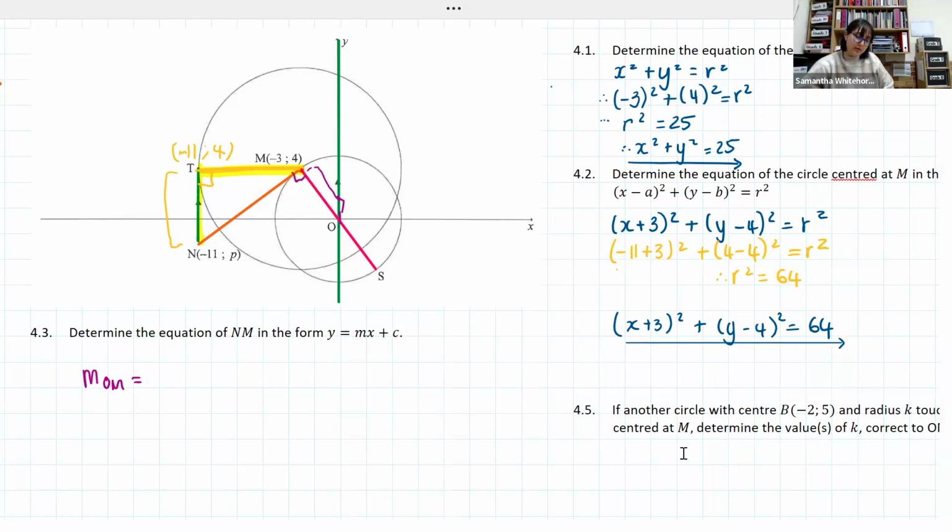Remember, the whole reason I'm doing this is because I know I've got a tan perp rad theorem going on there.